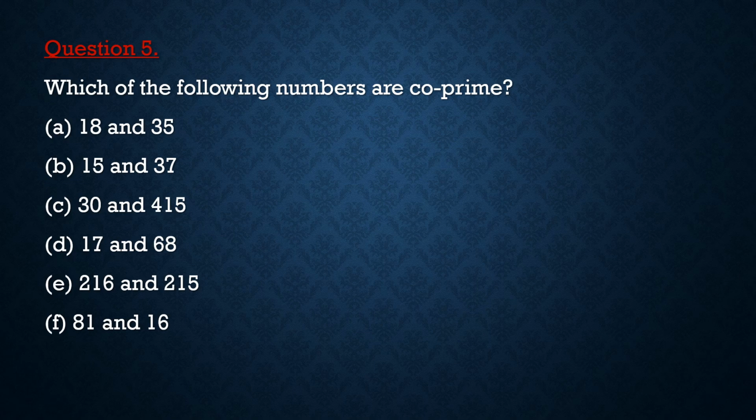Question number 5. Which of the following numbers are coprime? First, we must recollect what are coprime numbers. Any set of numbers which do not have any other common factor other than 1 are called coprime numbers. On the basis of this definition, let's solve this question.